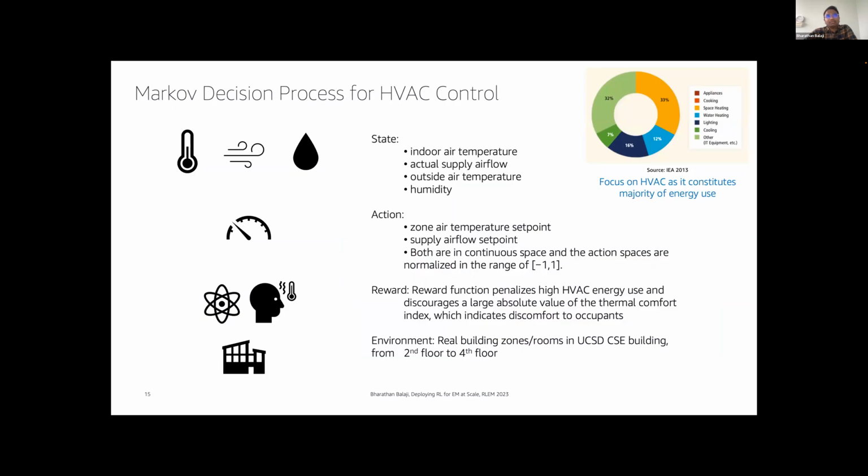So the Markov decision process for HVAC control, and HVAC, as you know, is about half of all energy that is used in a building. That's going to be the focus of most of this reinforcement learning optimization here, is as follows. Here we are controlling a single thermal zone, and therefore the state is the thermal conditions in the room, like indoor air temperature, the amount of air being supplied, what are the outdoor conditions, and humidity, and so on. The action is to set the temperature and the airflow in that space.